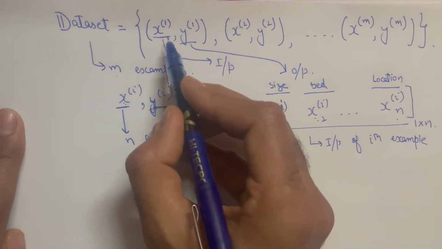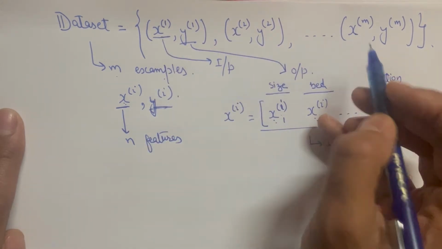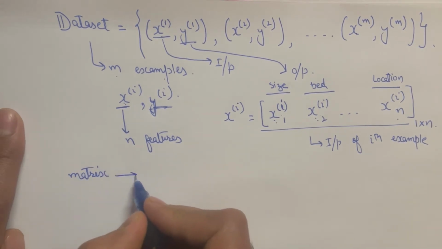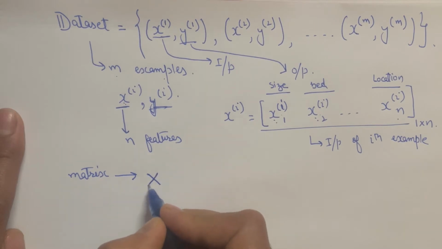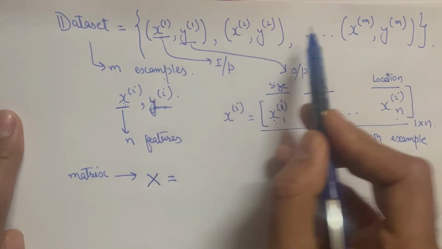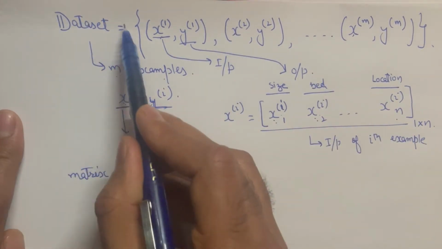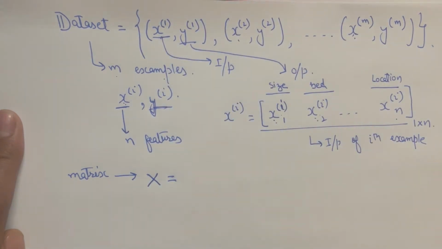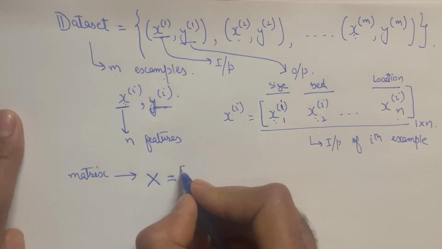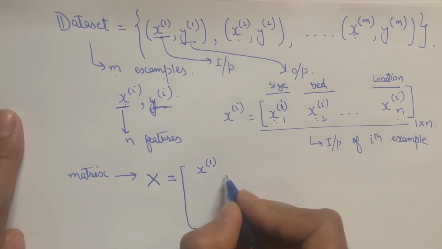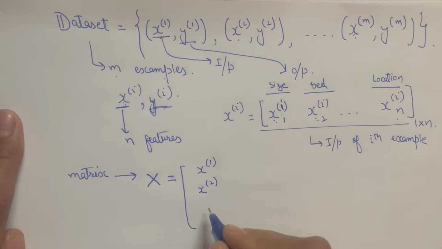We can combine all input features together to form a matrix. That is called the input matrix, denoted by capital X. This X will contain all the inputs of this data set. X1 is one input, X2 is another, Xm is another. So I will write it in this format: X1 will be the first row, X2 the second row, and so on. How many rows will there be? m rows.